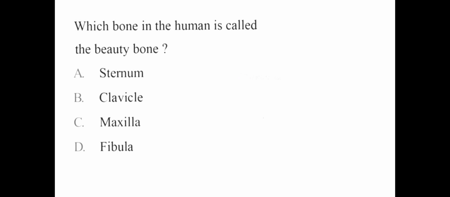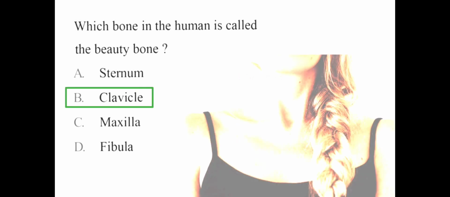Which bone in the human is called the beauty bone? A. Sternum. B. Clavicle. C. Maxilla. D. Fibula. And the correct answer is B. Clavicle. The beauty bone is mostly just another name for your collarbone or clavicle, especially in women. It is the bone located above the ribs in the chest.